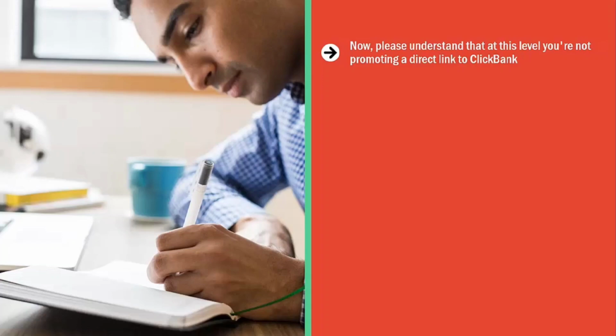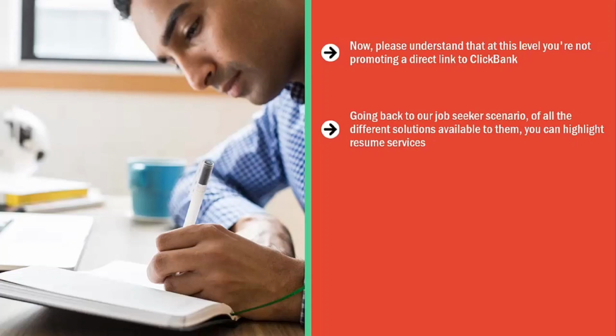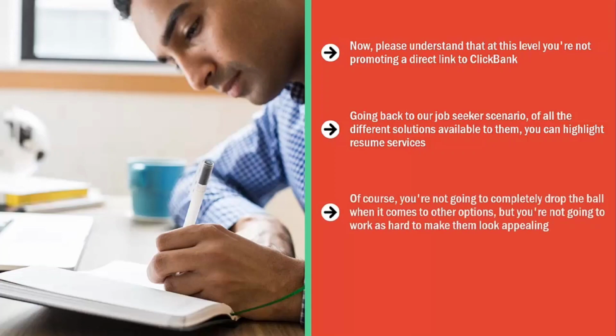Instead, you are going to play up a category of options that contain the product that you will ultimately promote to your prospect. Going back to our job seeker scenario, of all the different solutions available to them, you can highlight resume services. You can spell out the advantages and disadvantages as well as show case studies why this is the easier and more realistic option compared to others. Of course, you're not going to completely drop the ball when it comes to other options, but you're not going to work as hard to make them look appealing.